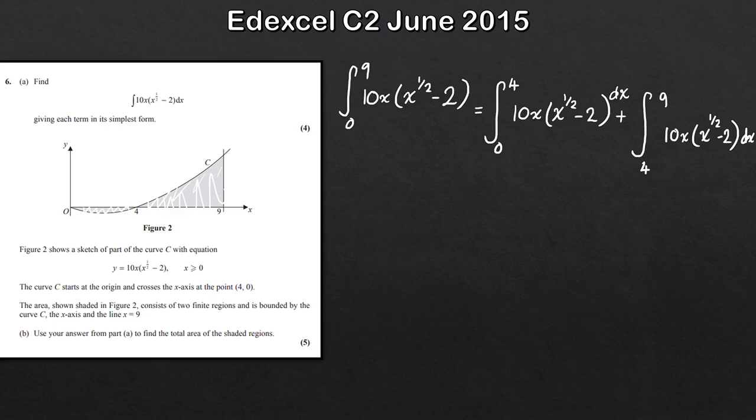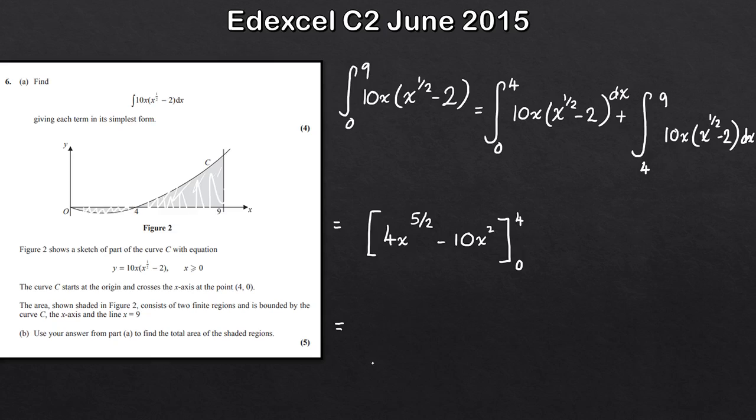Okay, possibly even 3 parts depending on the function you're integrating, but in this case we only need 2 integrals. So if we start with the first integral here, well, we already know the result of the integral. That's 4x to the power of 5 over 2 minus 10x squared. So we're substituting our limits in here: 4x to the 5 over 2 minus 10x squared from 0 to 4.